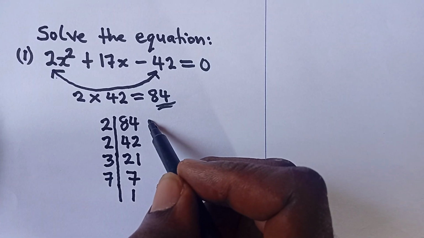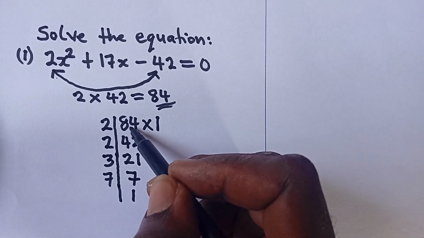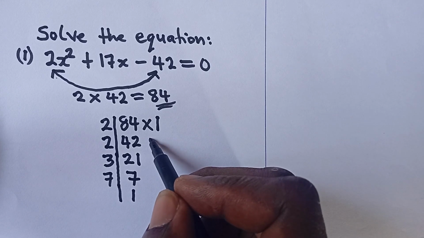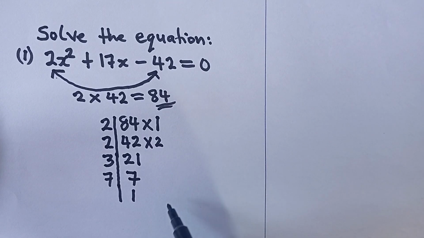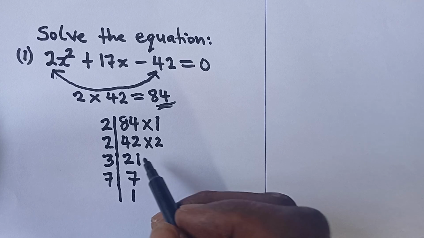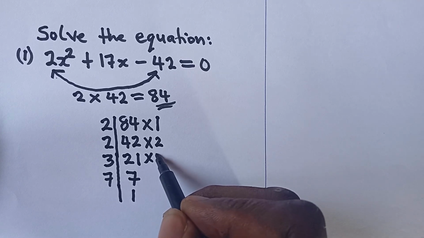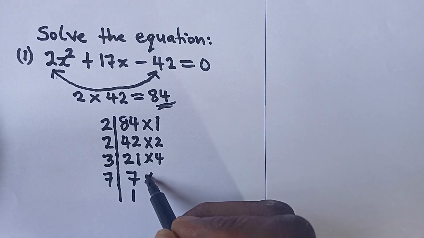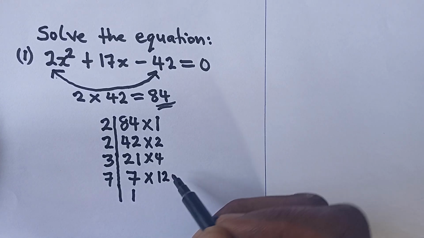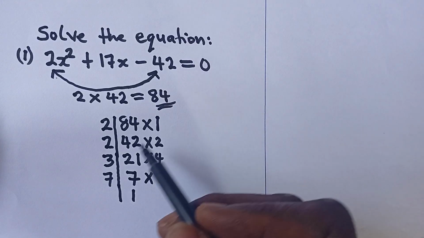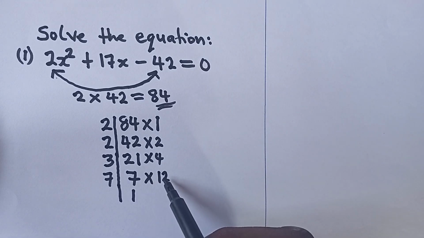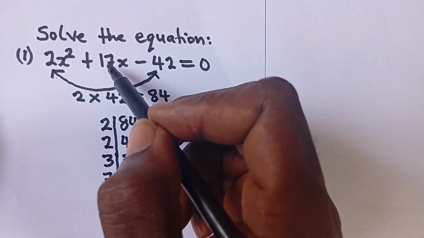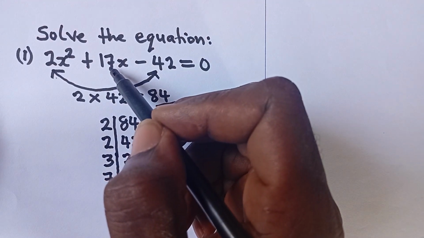So we can here say 84 times 1 will give you 84. Then 42 times what will give us 84 is 42 times 2. 21 times what will give us 84 is going to be 21 times 4. And 7 times what will give us 84, it will be 7 times 12. So now, these are the factors that are possible. So we are going to check each of these pairs of factors and look for the pair that will give us 17 when we add them.